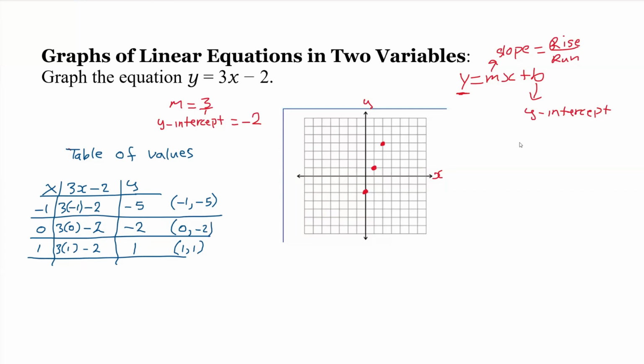So you plot these points on the graph. (1, 1) would be right here. (-1, -5) would be right here, 2, 3, 4, 5. And then (0, -2) would be right here, right? If you plot those points, it would be the same as if you use the slope and the y-intercept. Draw a straight line through those points, and then that would be your graph.